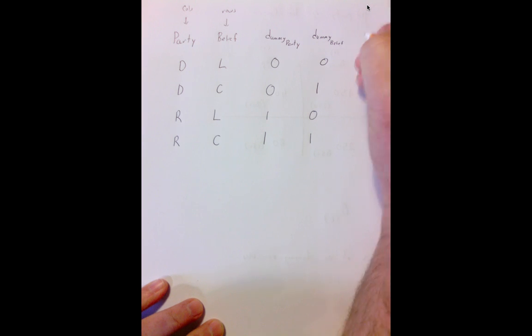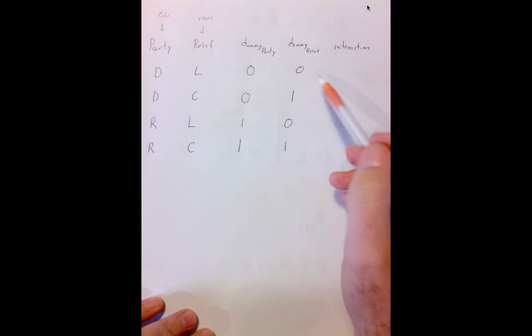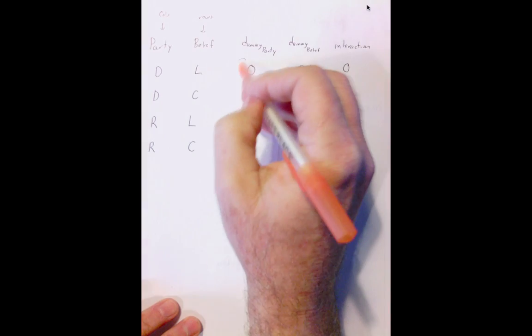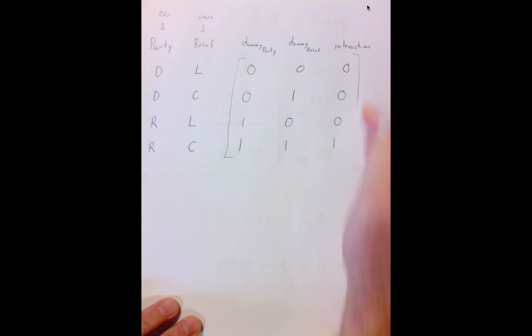Now we can also bring in, in the spirit of a two-way ANOVA, an interaction term. And the interaction term is just the product of the two dummy variables. So we have 0 times 0 is 0, 0 times 1 is 0, 1 times 0 is 0, and of course 1 times 1 is 1. So we get a presentation of our dummy variables as I've created here.